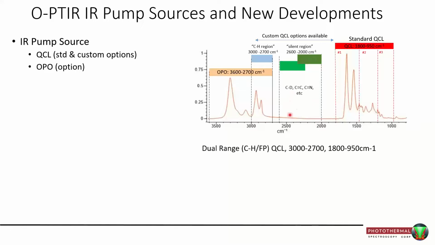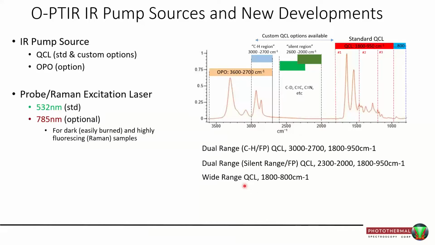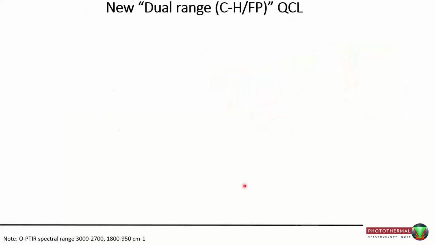For those interested in the silent region, we've got some interesting bands there: the CD, triple bonds, nitriles, azides, azos. You've got the silent region combination, or if you want access to the longer wavelengths, down as low as possible, down to about 800, you've got the wide range QCL. On the probe, which also doubles as the Raman excitation laser, we've got the 532, which is the standard, and the 785 is an option for samples that are perhaps orange or reddish in color, that burn easily with the green.